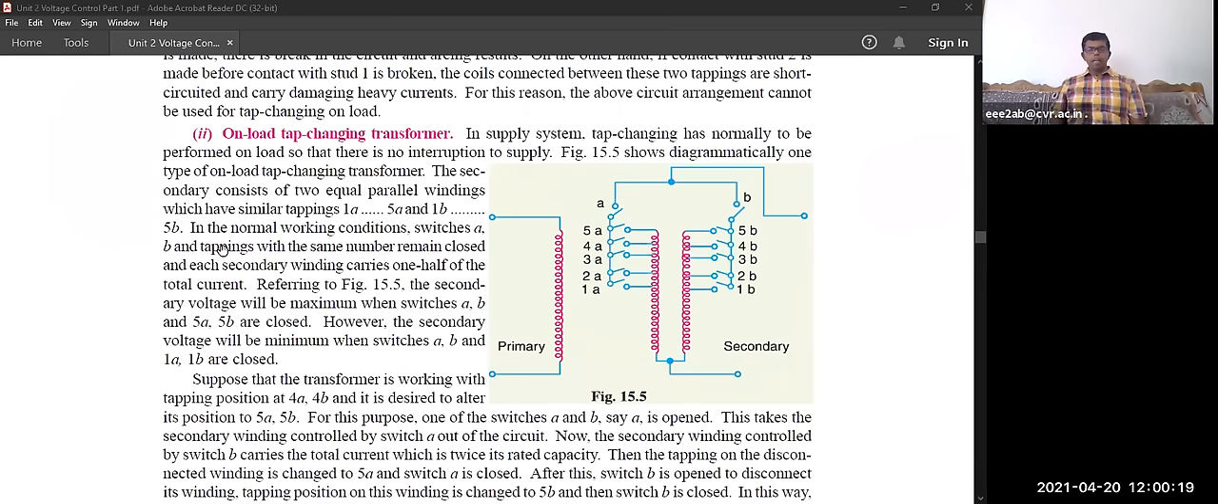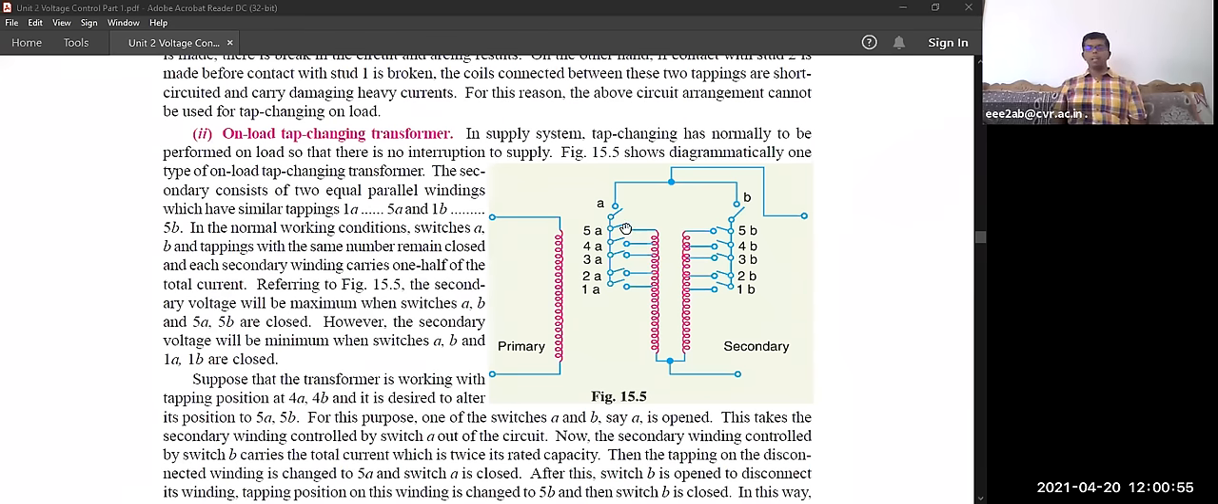In normal working condition, the switch A and B and the tappings with the same number remain closed. In the normal condition, switch A and B remain closed, and the secondary winding carries one half of the total current. As per the figure, the secondary voltage will be maximum when switches A and B and 5A and 5B are closed, same as what we have seen in the off-load transformer.